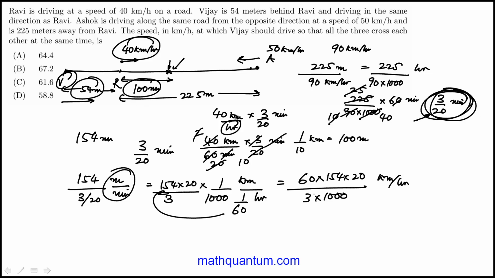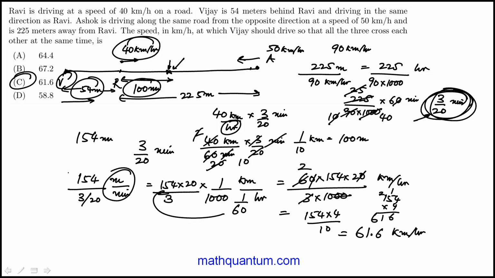And let's see, let me make sure that I haven't made any mistake. Yeah, those 2 zeros go away. That's 2. So it's 154 times 4 over 10. I'm leaving the 10 in the denominator. You can use a calculator here. So 616 over 10, which is 61.6 kilometers per hour, and that is answer choice C.